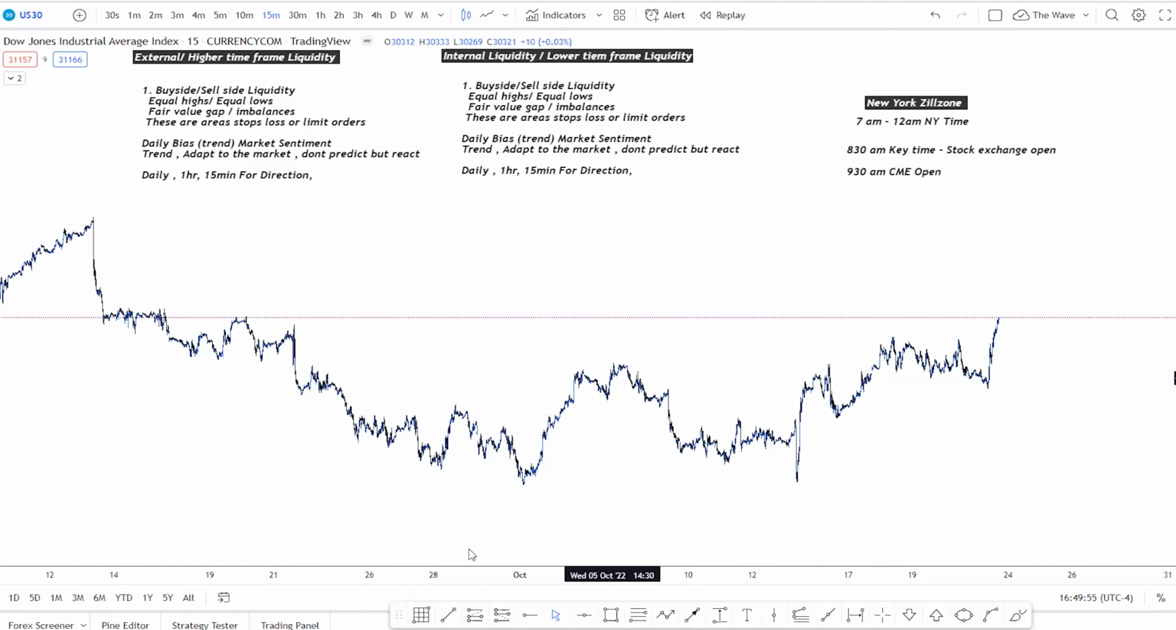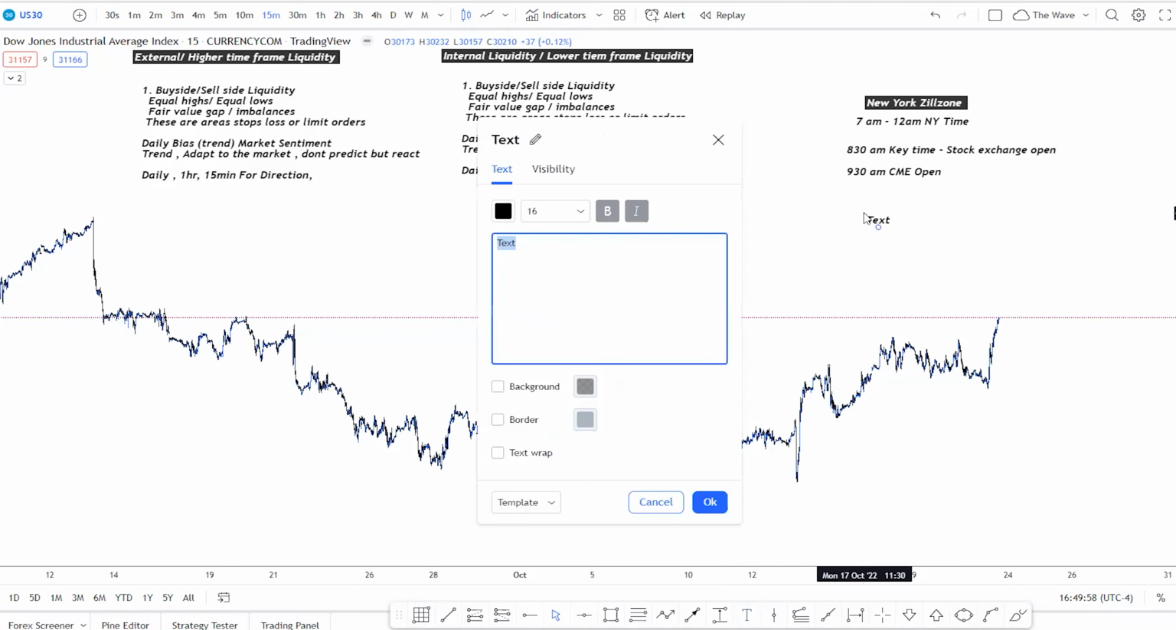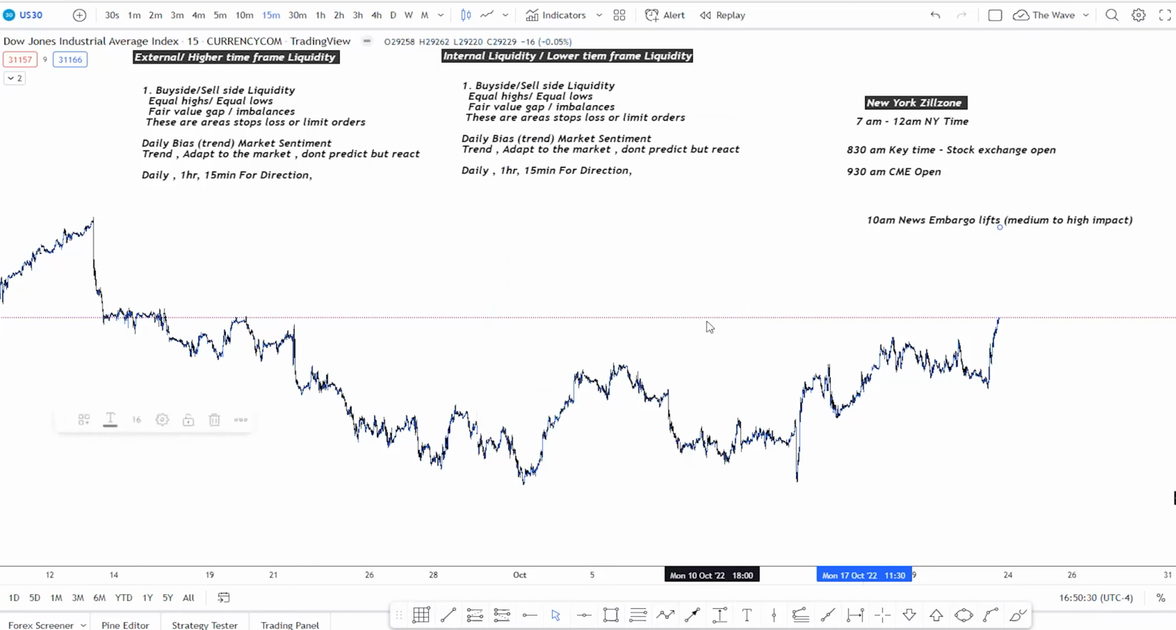And then you have 10 a.m., which is another key time of volume because this is when the news embargo lifts, meaning anything having to do with news, CPI, non-farm payroll, Fed speech, stuff like that. Usually it always happens after 10 a.m. or around 10 a.m. for impact news, medium to high impact news. What's that going to bring? That's going to bring more volume and volatility to the market. Okay, so these are our key times.